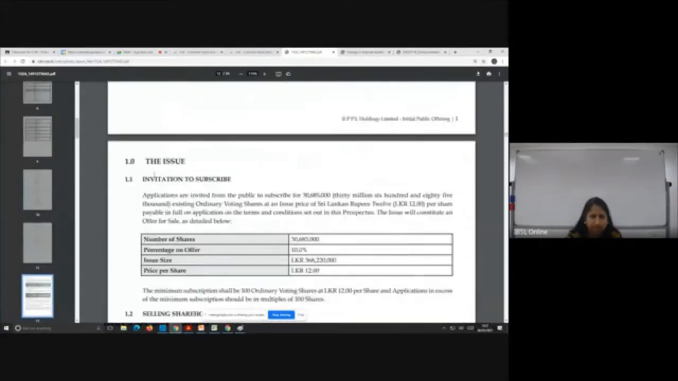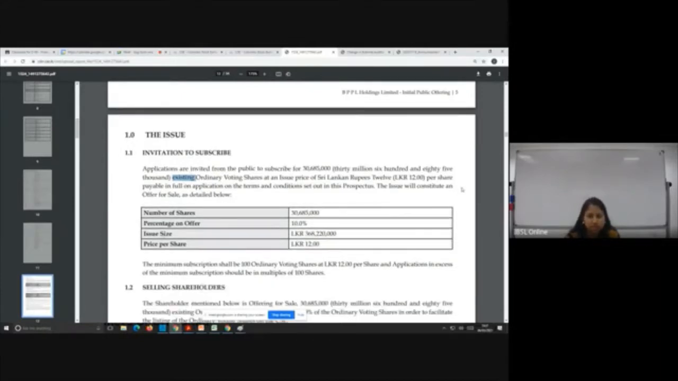So look at here, invitation to subscribe. They are inviting the public to subscribe to nearly 30 million shares, which are existing ordinary voting shares. See the wording? These are existing shares. Those are not new shares. The issue will constitute an offer for sale, which means somebody else is selling down these existing shares.